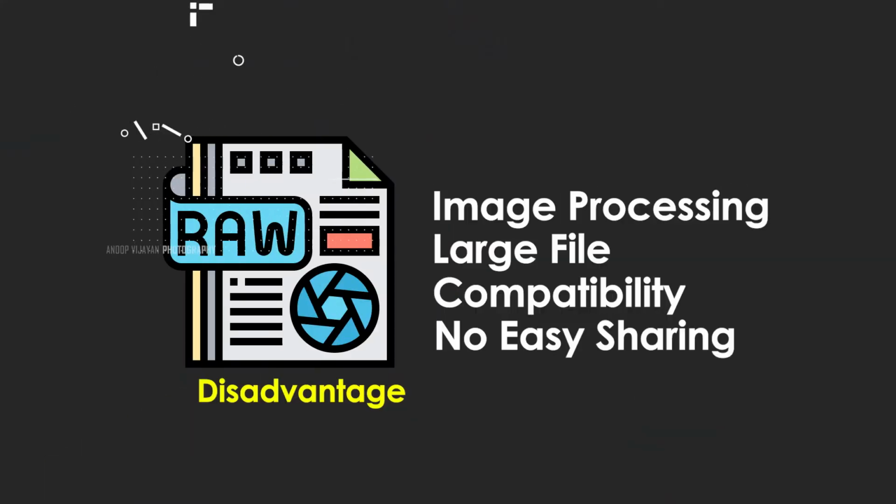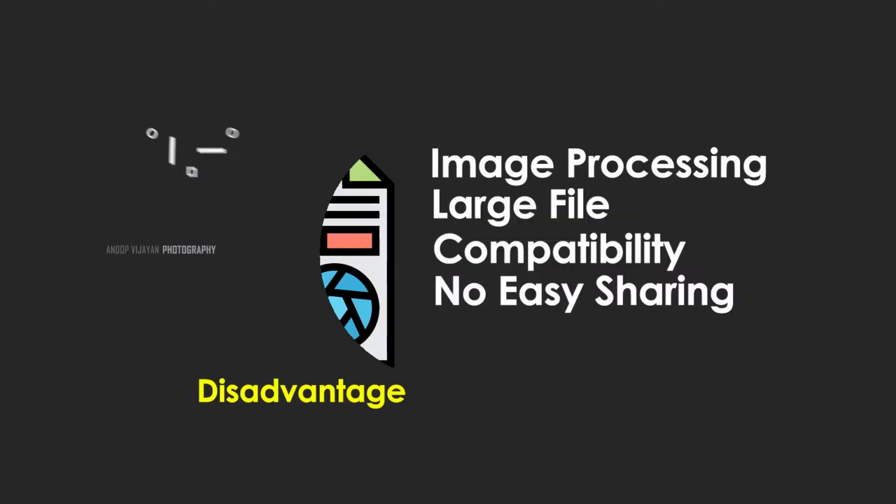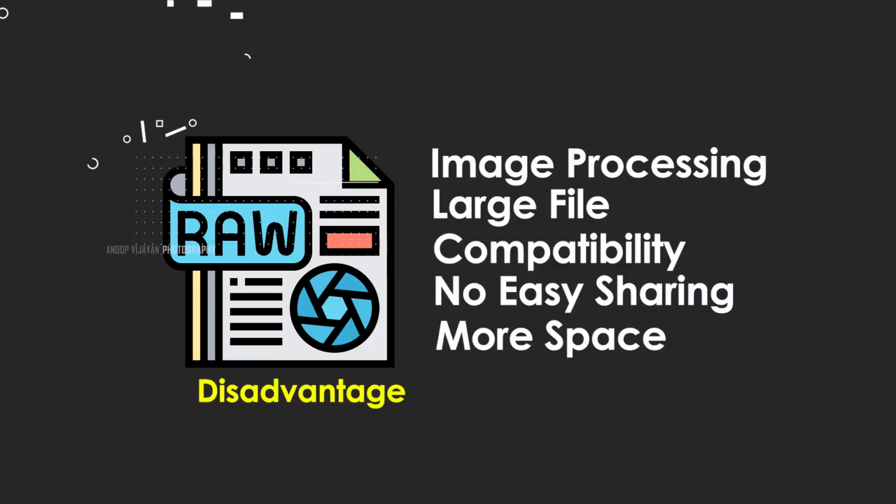Coming to the fourth point, as I mentioned before, sharing issues. Because it's very heavy, it cannot be shared easily with your clients or whoever you want. Coming to the fifth point, you need more space. That means when you're going for photography and you're capturing the images in raw, then you need more space on your memory card, because just imagine if you're going to capture 500 raw files, what the size is going to be. So that is one problem with the raw file.